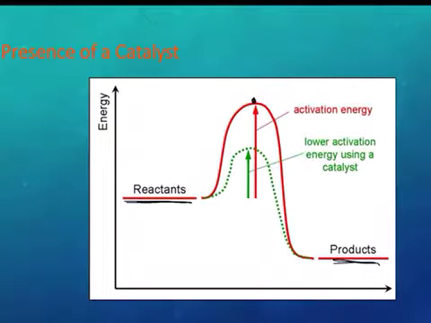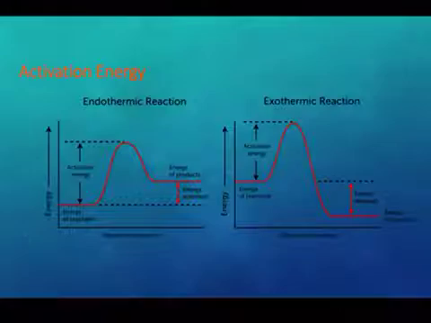If we have a catalyst present, the reactants still start at this same level, and you can see the peak of this hill is now much lower than if there was no catalyst present. So when we need less energy, it takes less time to accumulate that energy so the reaction can proceed more quickly. And so that's what catalysts do. They decrease that amount of activation energy.